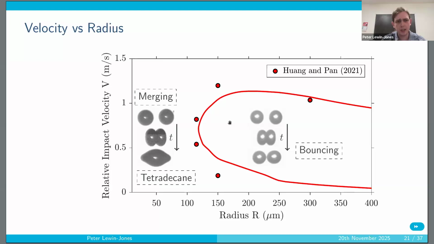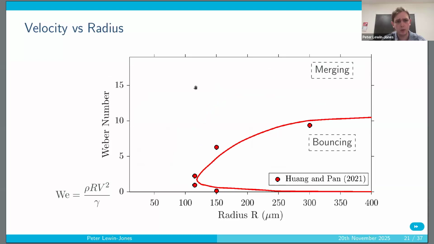However, the way these actually tend to get reported, instead of just reporting the impact velocity, we tend to report the Weber number. This is a non-dimensional number that captures the ratio of the kinetic energy of the drop to the surface energy, and basically gives you a sense of how violent the impacts are. So higher Weber number, more kinetic energy compared to surface energy, so more violent impact.